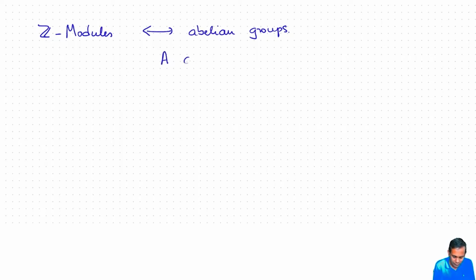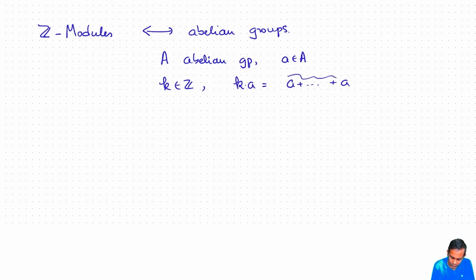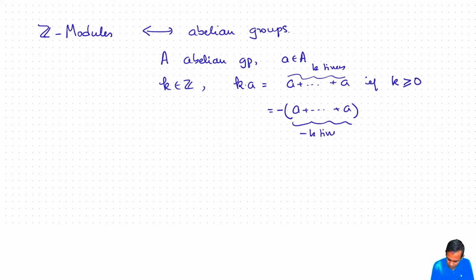So if A is an abelian group and a is in A, then for any integer k, you can talk about ka. This is equal to a plus a plus a plus a, k times, if k is greater than 0, well, even if k is 0, and it's equal to minus a minus a, and so on, minus k times if k is less than 0.